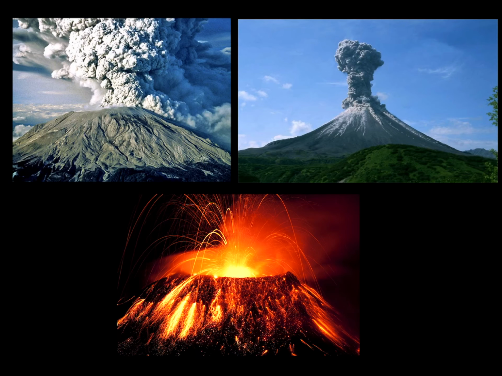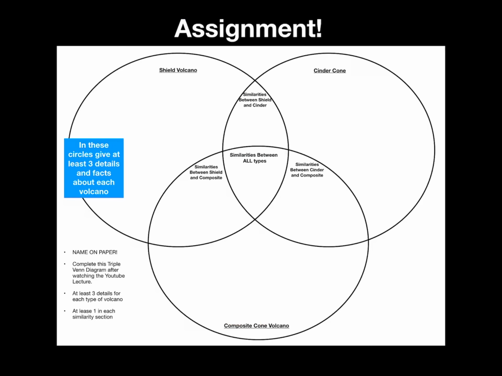Okay, now let's talk about the assignments. This is the assignment that you were given. It was in one of the packets that your parents brought home. This is a Venn diagram, but a triple Venn diagram. We have done Venn diagrams several times this year, and I believe we've even done a triple Venn diagram before, so you should be relatively familiar with it. There are directions there on the bottom left. It says to put your name on your paper.